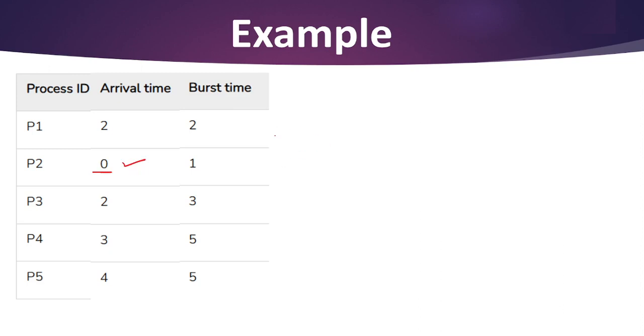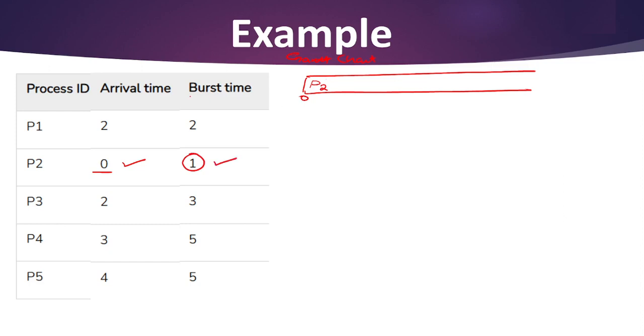Okay. So on the basis of this arrival time, let's just make one Gantt chart. This is the Gantt chart for the given values. So here the process P2 arrives at the particular point 0. And process P2 wants the CPU just for 1 second or 1 minute. The burst time here is 1. So for 0 to 1, process P2 is using the resource.